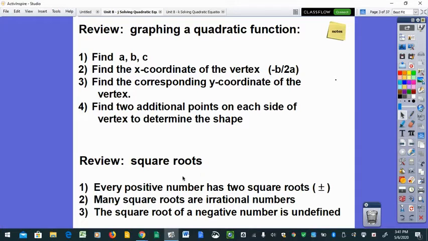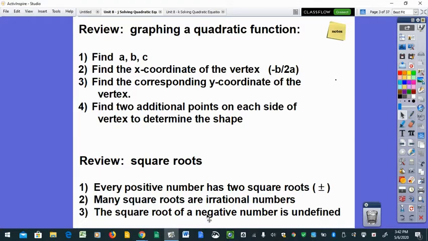We just did a quick review of square roots. Remember that every positive number actually has two square roots, a positive and a negative, the positive called the principal root. Many square roots are not nice numbers. They don't come out to 2. They're irrational numbers. If you remember pi stretching across the classroom, an irrational number will go on in decimal form, never repeat, never end.